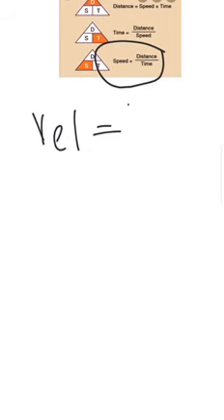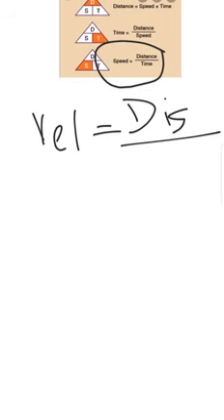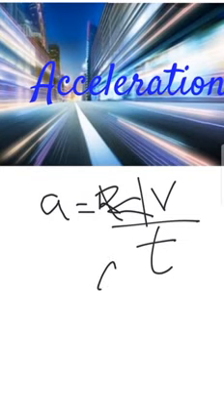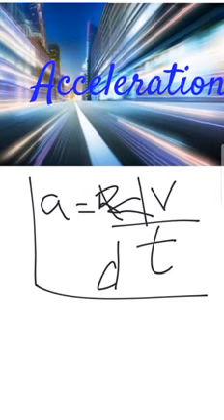Now we will study speed and velocity. Speed is equal to distance by time. Velocity will be equal to displacement by time. Now, what is acceleration? Acceleration is equal to the rate of change of velocity. We are considering the rate of change of velocity by time. It is also written as dv by dt, which gives us acceleration.